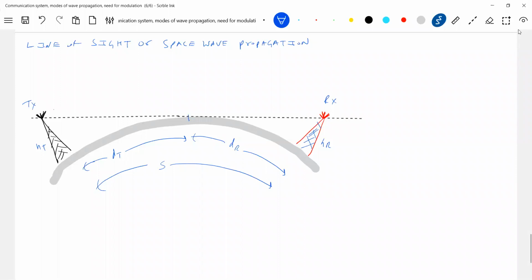What do you mean by line of sight? The transmitting antenna should be able to see the receiving antenna, meaning if you draw a line, they should be able to see each other. Now look at this. Shall we call this the origin? I know this is the surface of the earth. Here I'll start calling it the origin. We will put a limit for this, the origin of the earth. How is it possible? The same diagram.